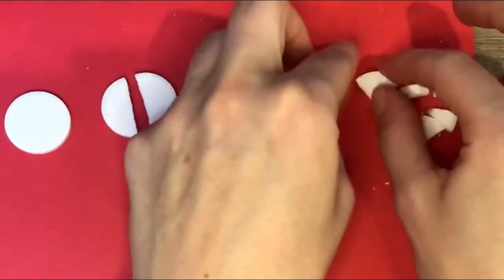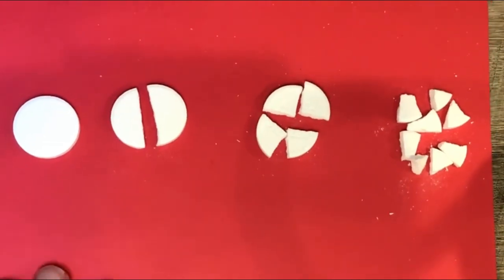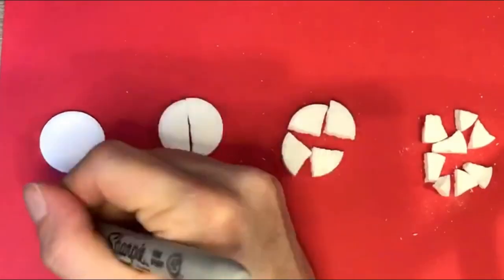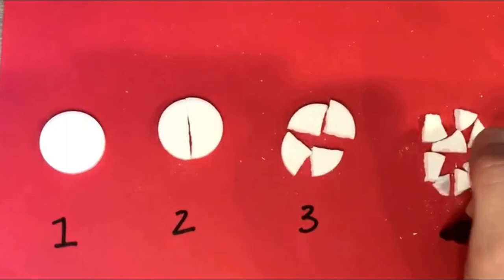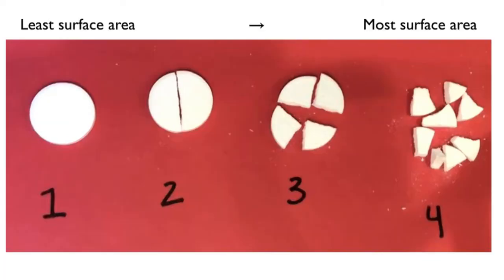Now, the tablet that I did not split at all actually has less surface area than the tablet that I crushed into eighths. And if I were to continue crushing the tablet, it would gain more and more surface area because every individual piece has its own set of surfaces, and I'm maximizing the surfaces by breaking it apart.